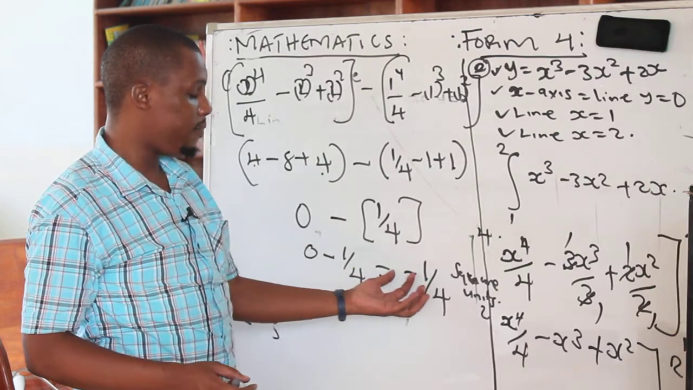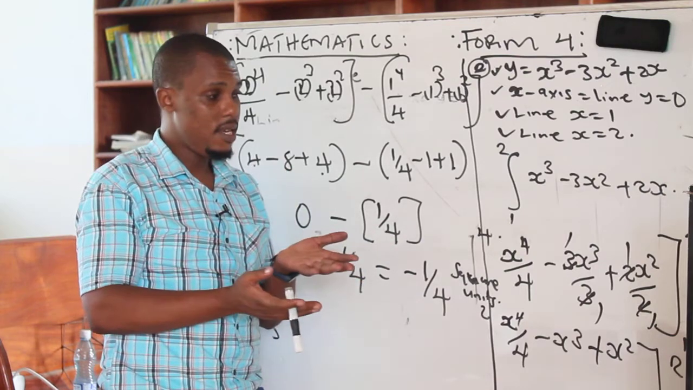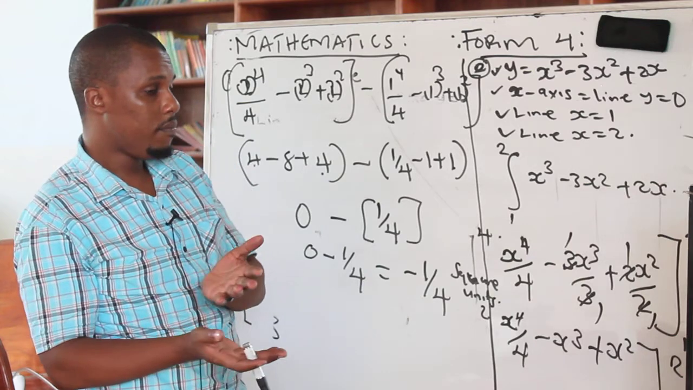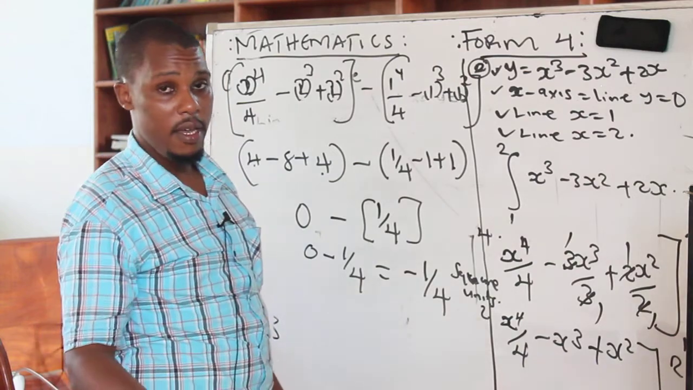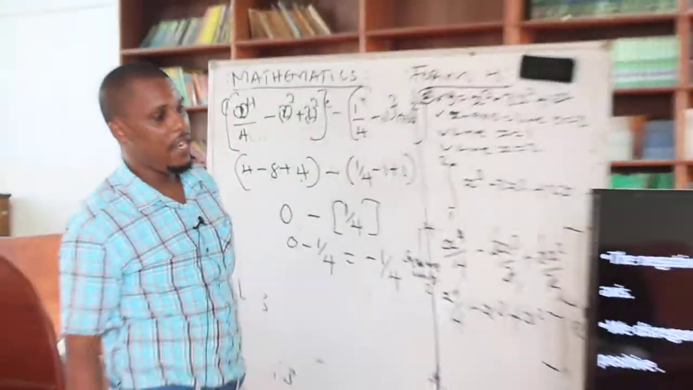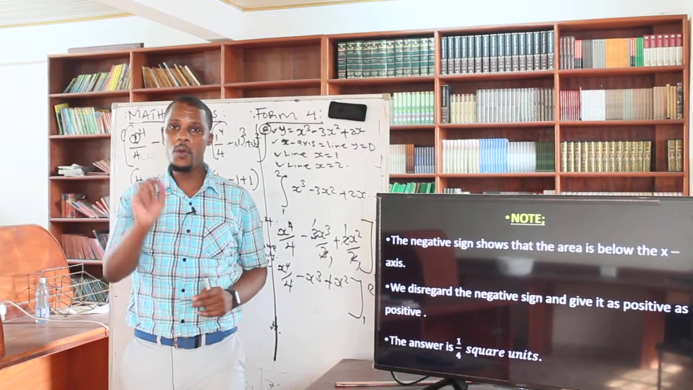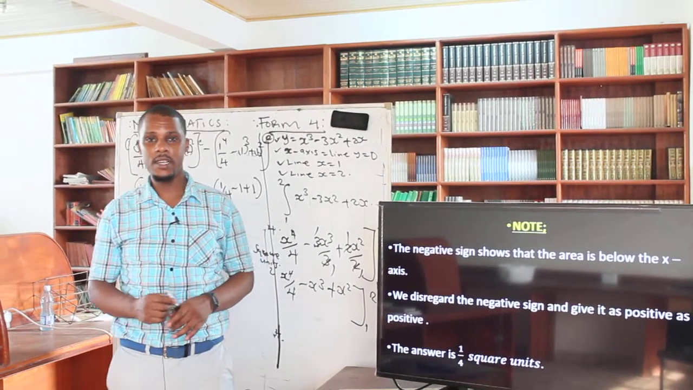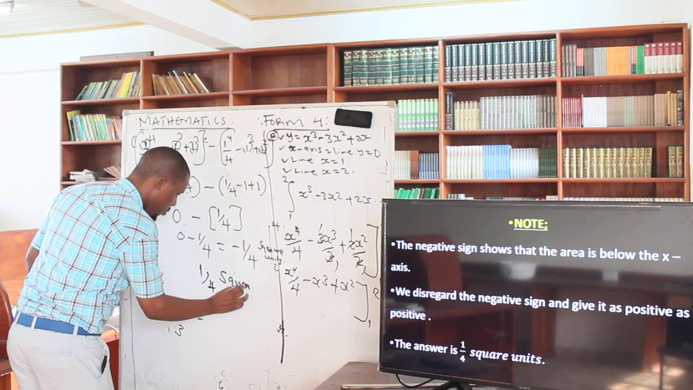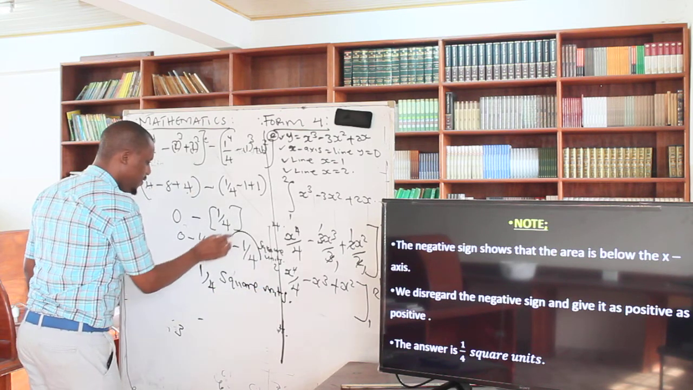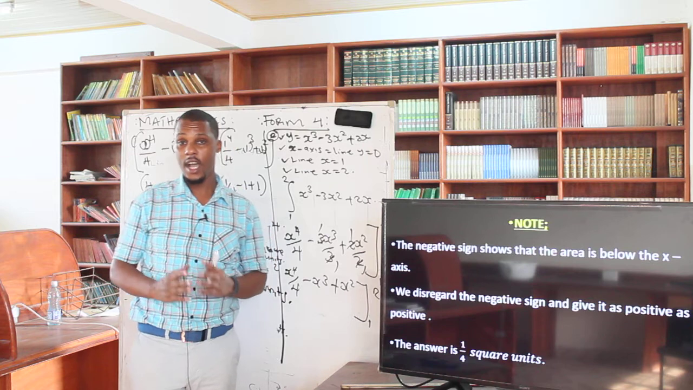The only meaning of this negative is that the area under the curve that you are trying to find is below the x-axis, meaning it is on the negative side of the y-axis. The negative sign shows that the area is below the x-axis. That is the only information the negative sign is telling us. So we ignore the negative sign and give it as a positive. The answer is supposed to be 1 over 4 square unit. That is a hint when you are calculating in an exam. If you leave the negative there, you're going to lose the final mark, because the area will never take a negative value.